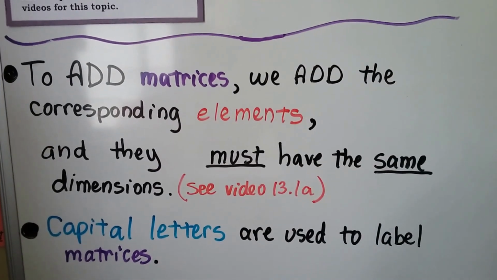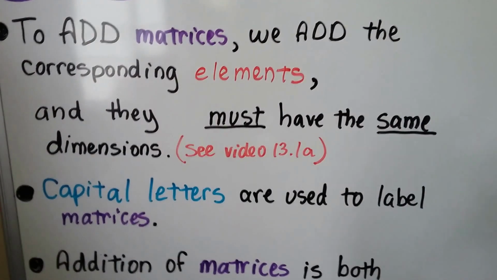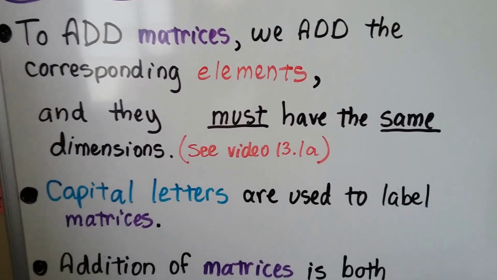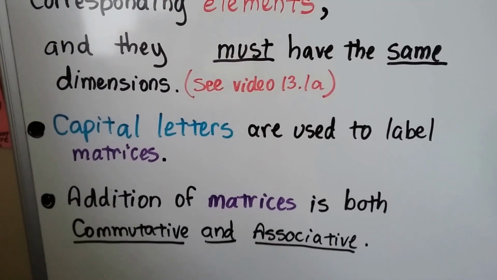So to add matrices, we just add the corresponding elements. And they must have the same dimensions. So that was in 13.18, 2 videos ago, when we talked about what their dimensions are. And capital letters are used to label matrices.